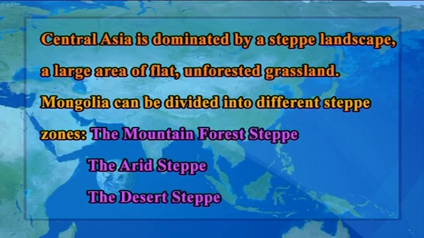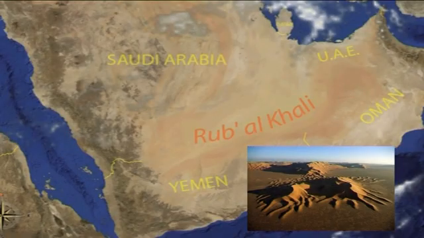Central Asia is dominated by a steppe landscape, a large area of flat, unforested grassland. Mongolia can be divided into different steppe zones: the mountain forest steppe, the arid steppe, the desert steppe. These zones transition from the country's mountainous region in the north to the Gobi Desert on the southern border with China.